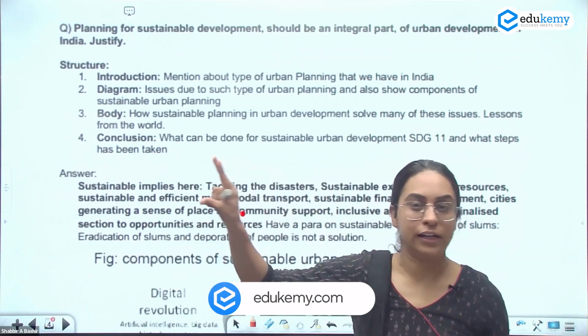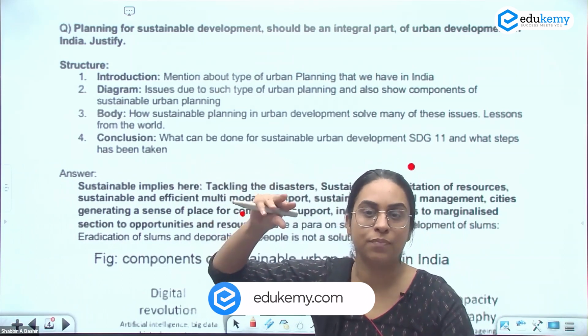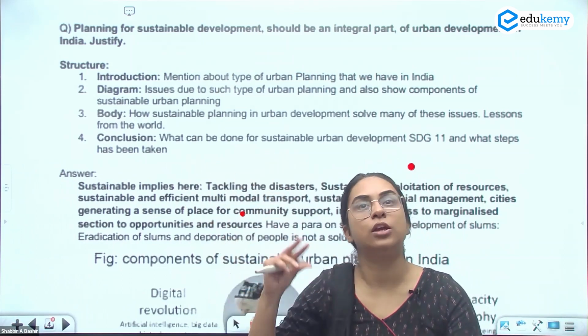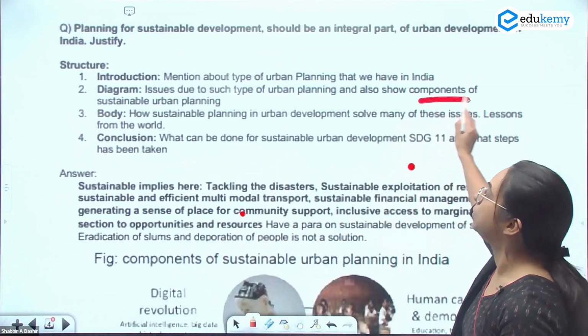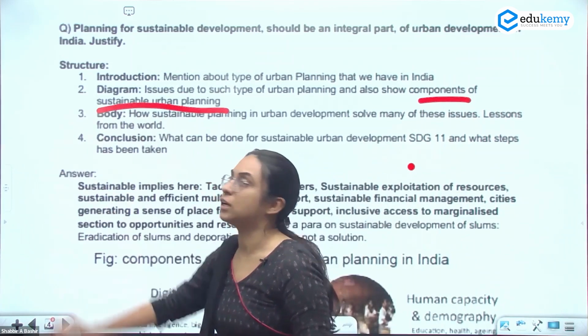So I can give a context, how is the present planning and how is present planning actually not very sustainable. Then I can show in the diagram what we mean by the components of sustainable urban planning.